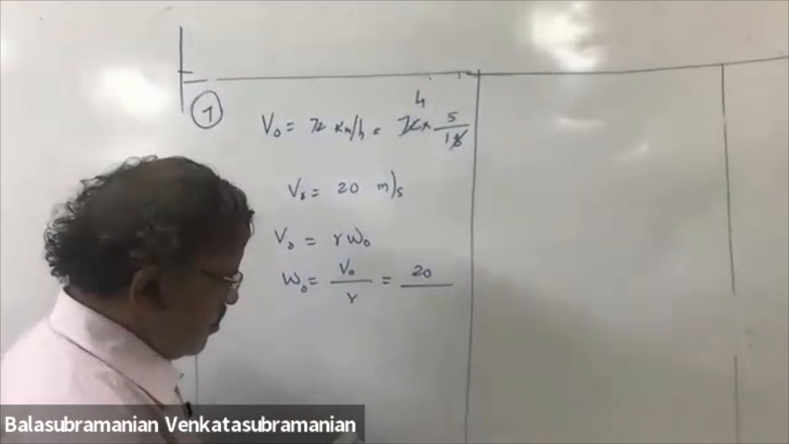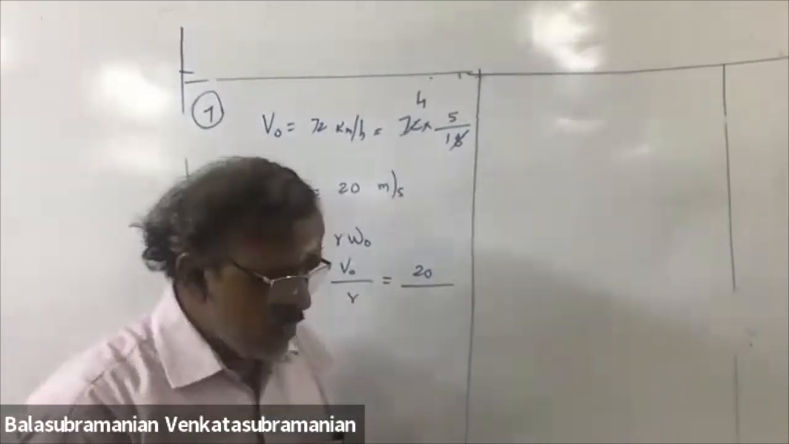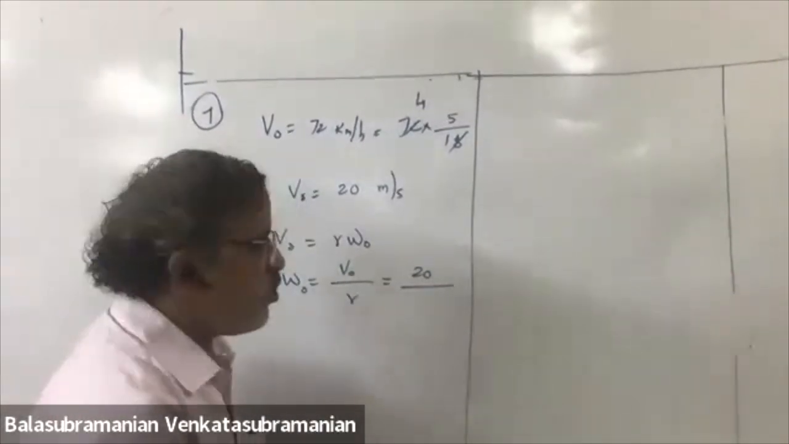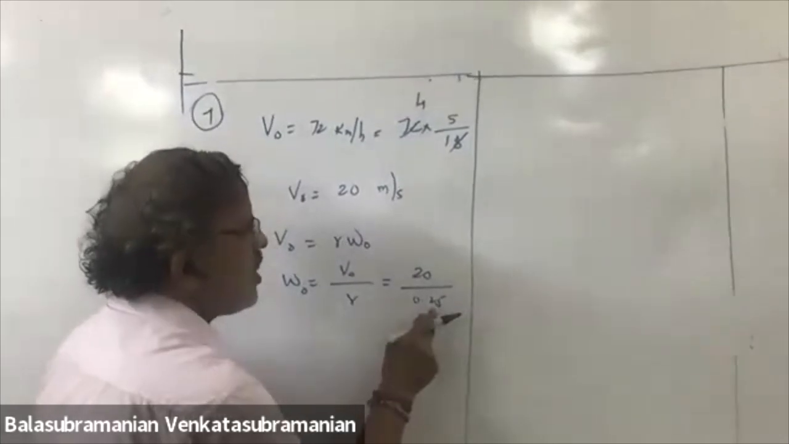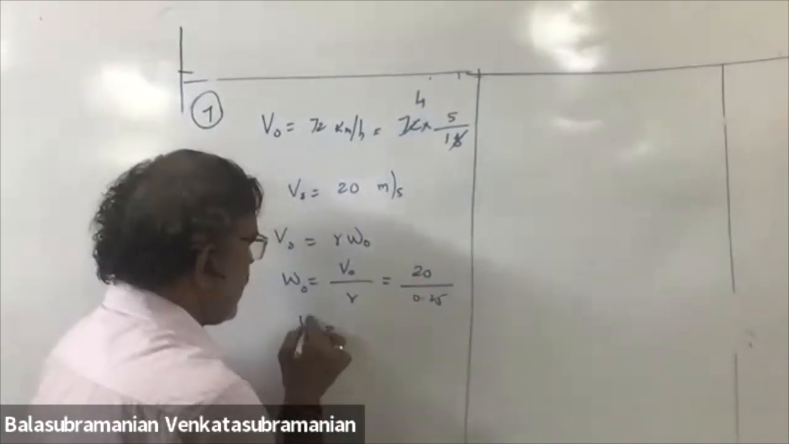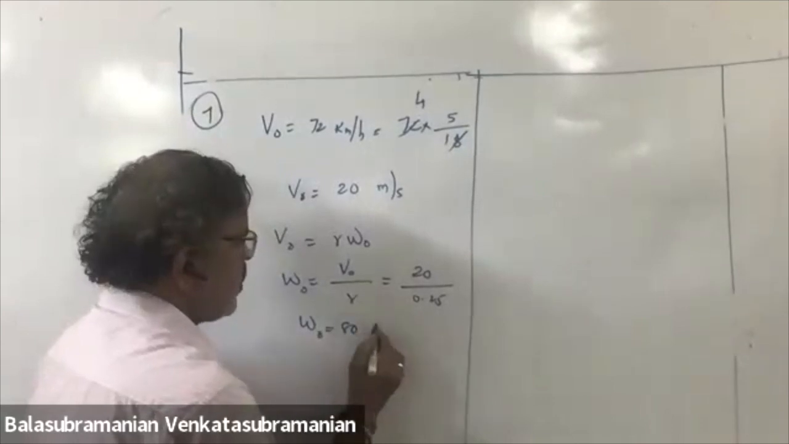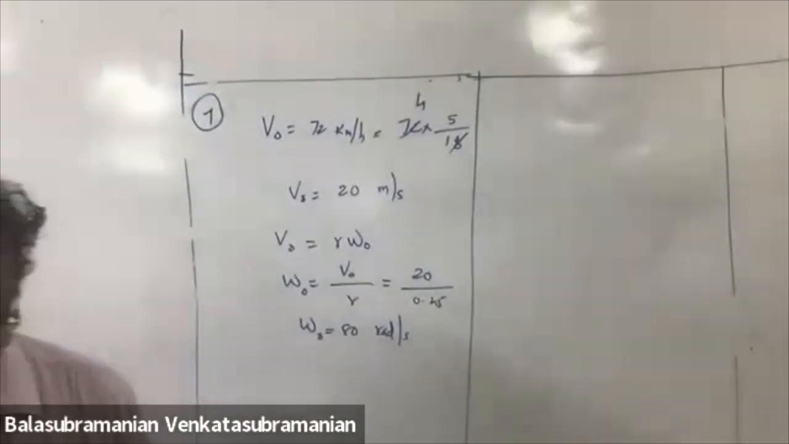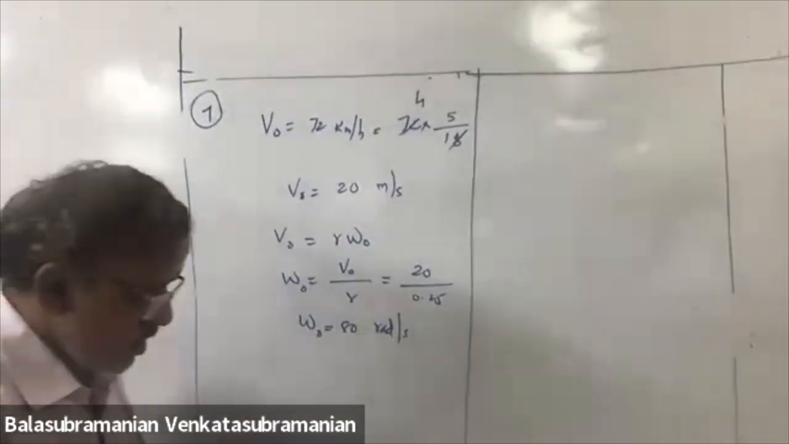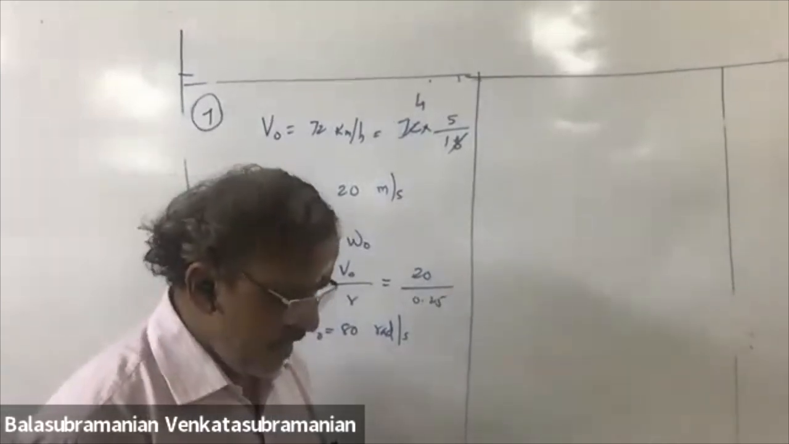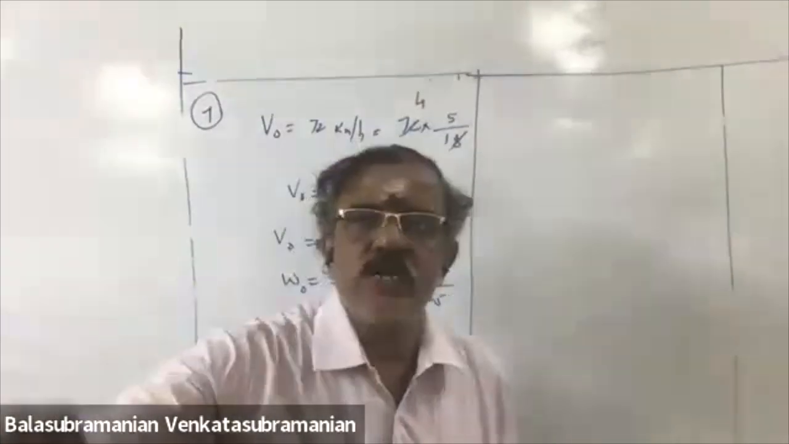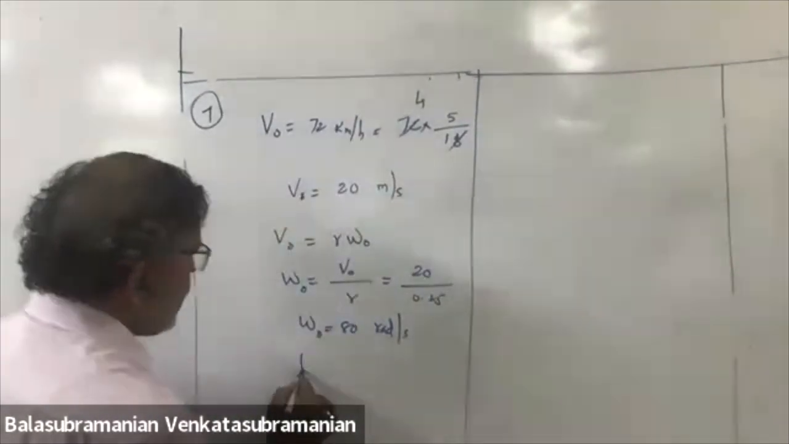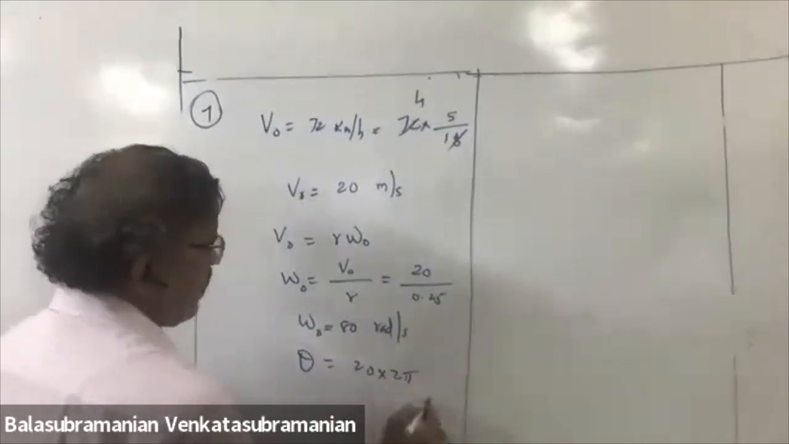Diameter of the wheel is 0.5, so R is 0.25. This R is nothing but radius. So we have to put 0.25. 0.25 is 1 by 4. So you will get 80 radian per second. What is theta given? 20 rotations. Stopped in 20 rotations. One rotation means 360 degrees. That is 2 pi. 20 rotations. Theta is equal to 20 into 2 pi.